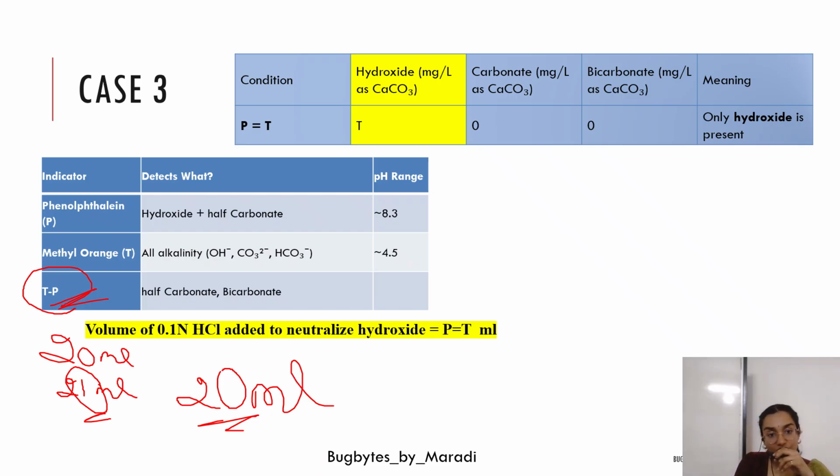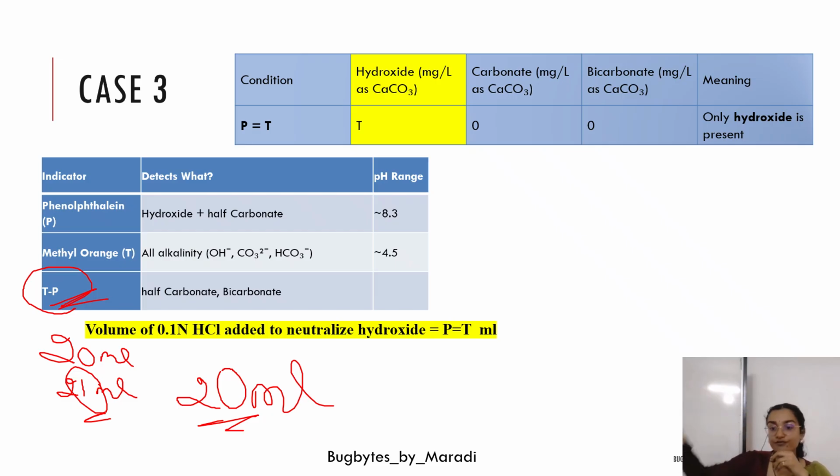So at that time, the volume of 0.1 N HCl added to neutralize only hydroxide is actually P ml or T ml. Just imagine you have taken 50 ml of water sample, added phenolphthalein indicator and you're titrating it against acid. You got 20 ml. P is equal to 20 ml. No need to add methyl orange. Even if you have added methyl orange, you got the result there only. It indicates that it is only 20 ml.